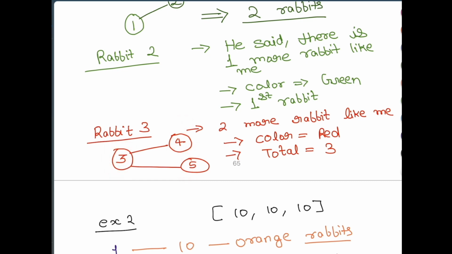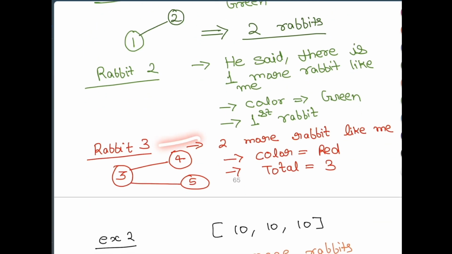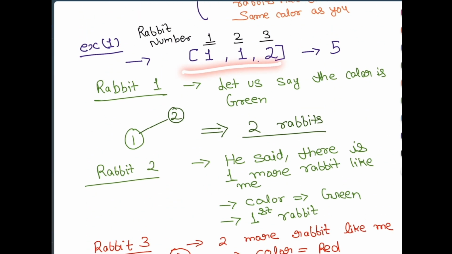Well, they might be roaming around in the jungle or in the forest. We don't know. We have not met them, but we believe the rabbit number 3, that if you are of red color and you are telling me that there are 2 more rabbits which are of red color, then after processing this information, I would say there are total 5 rabbits in the forest. 2 green rabbits and 3 red rabbits, right? So 3 plus 2 is 5. And that is the output in this scenario.